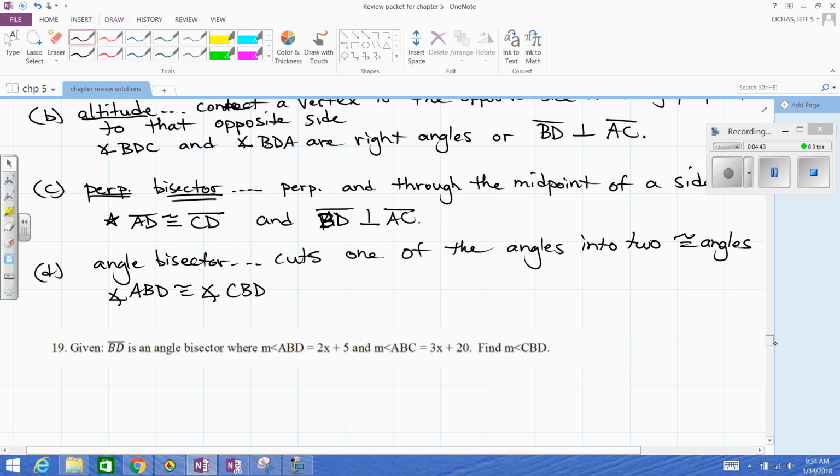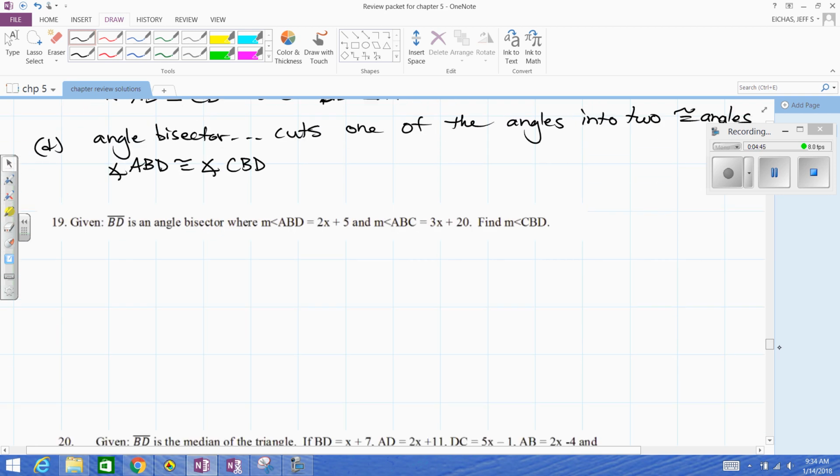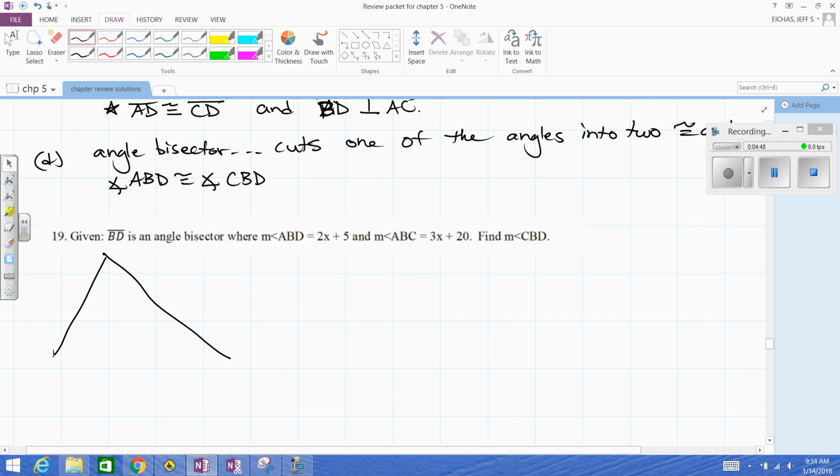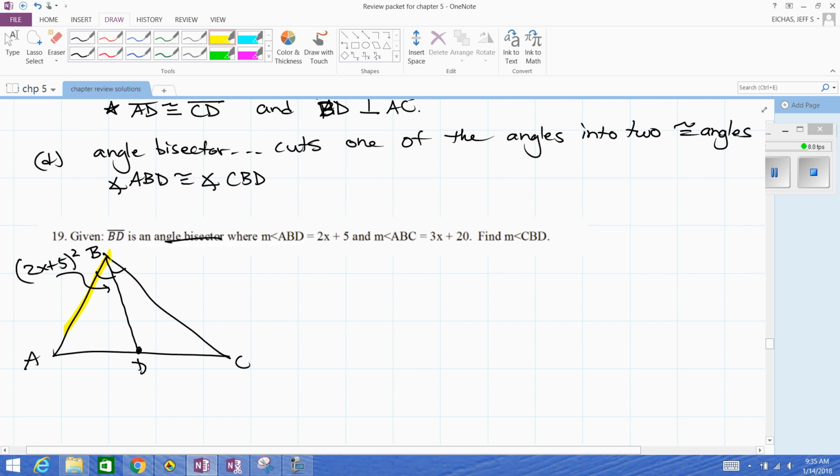Yes. 19 wants us to use the same picture, so let me just draw that again. I think this is, yeah, ABC, and it wants us to use that for D. And it's telling us it's the angle bisector. All right, so this right here is 2x plus 5. Ooh. All right, trying to be tricky on this one. They're telling us this whole thing is 3x plus 20, the whole angle from there to there. Okay, so that's a little bit of a trick.